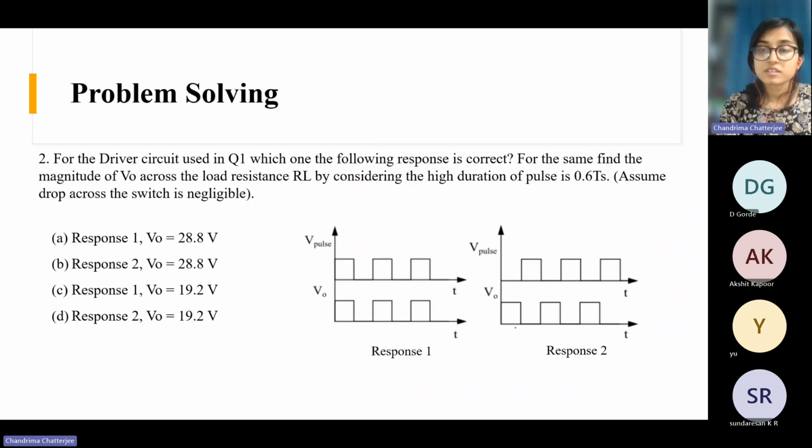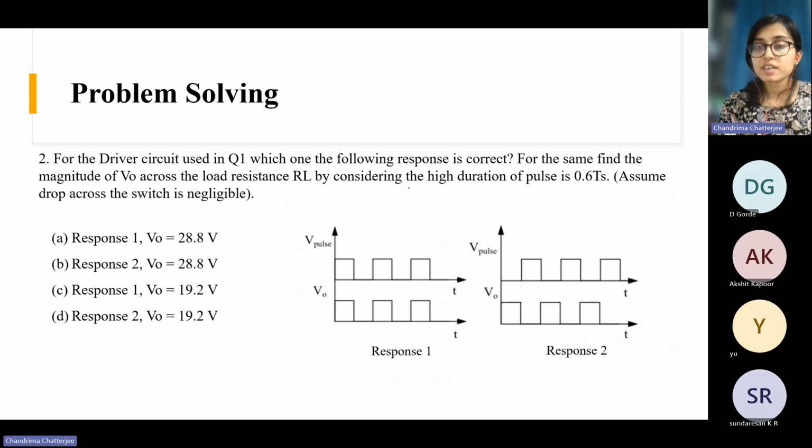So let's see the next part. In the next part, they are asking that for the driver circuit used in question 1, which one of the following responses is correct? For the same, find the magnitude of V naught across the load resistance RL by considering the high duration of the pulse is 0.6 TS. Assume the drop across the switch is negligible.